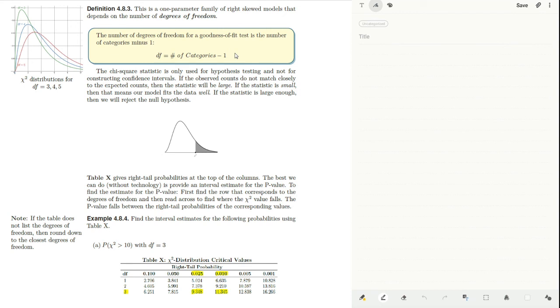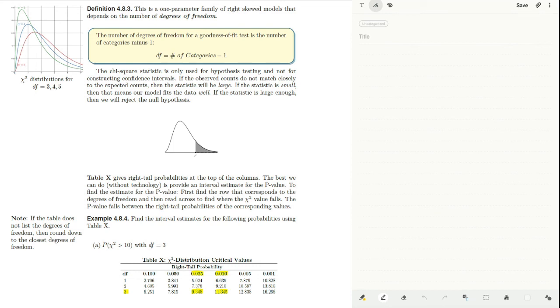Now if the observed counts do not match closely to the expected counts, then the test statistic will be large. And if the test statistic is small, then that means our model will fit the data well. And so if the test statistic is large enough, then we can reject the null hypothesis. So once we find the test statistic and the sampling distribution model, we will then use that model to determine an estimate for the p-value.